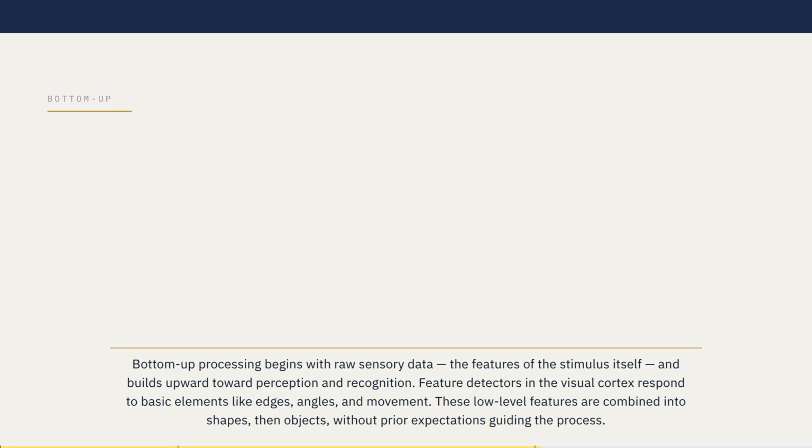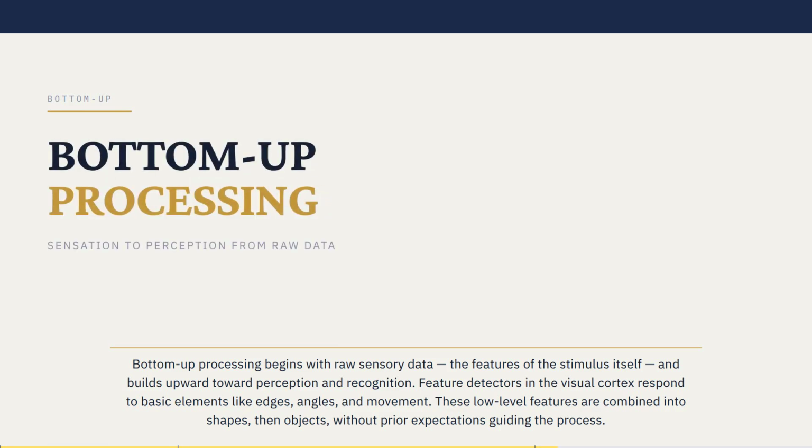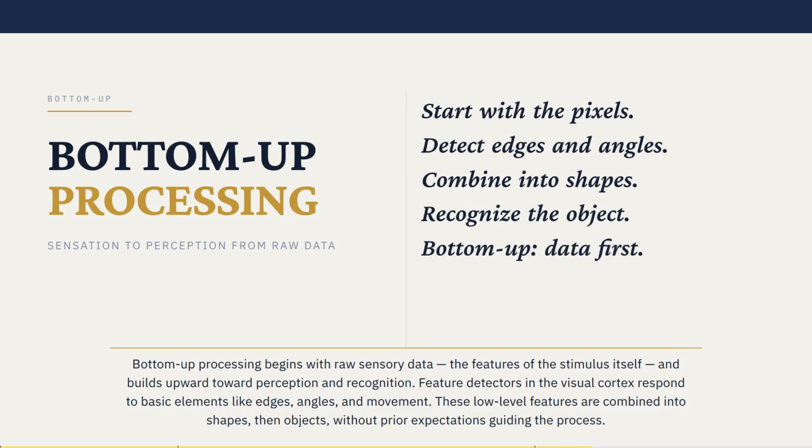Bottom-up processing begins with raw sensory data, the features of the stimulus itself, and builds upward toward perception and recognition. Feature detectors in the visual cortex respond to basic elements like edges, angles, and movement. These low-level features are combined into shapes, then objects, without prior expectations guiding the process.